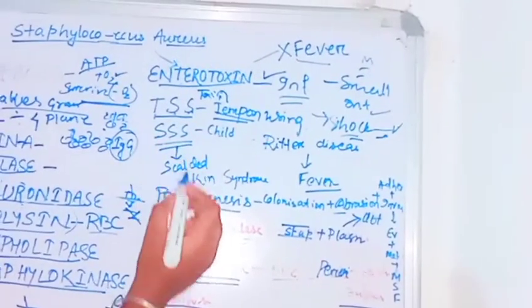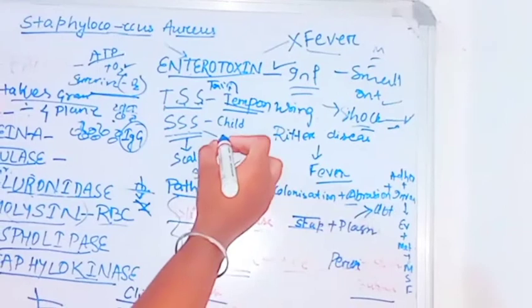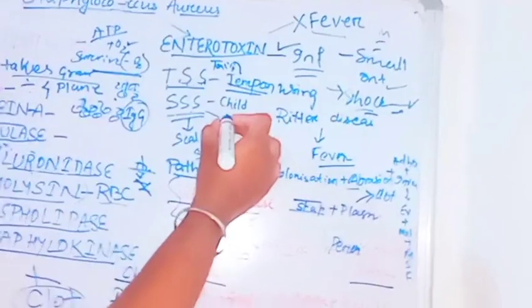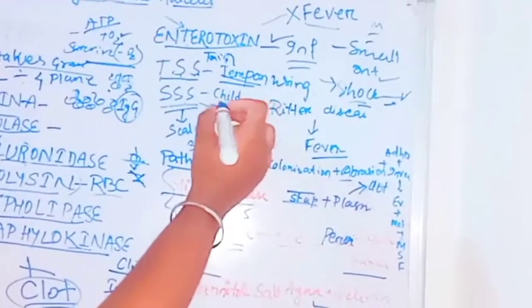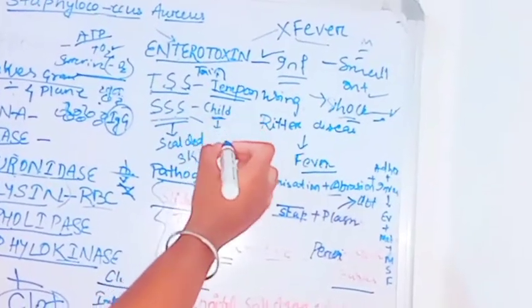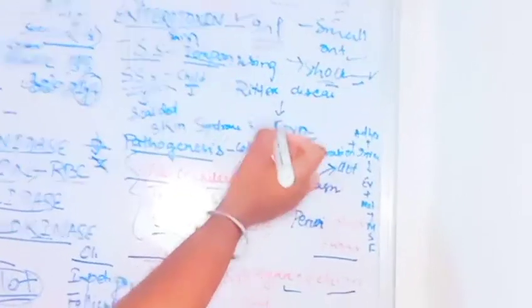Then scalded skin syndrome, which occurs due to toxins secreted by Staphylococcus and affects children. In that period there is fever, malaise and weakness in the child, and it is also known as Ritter disease.